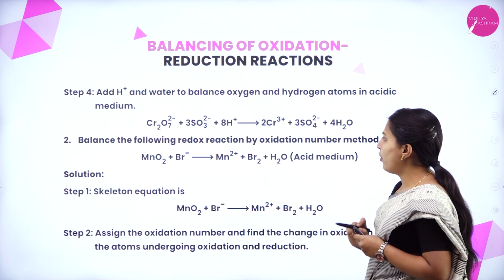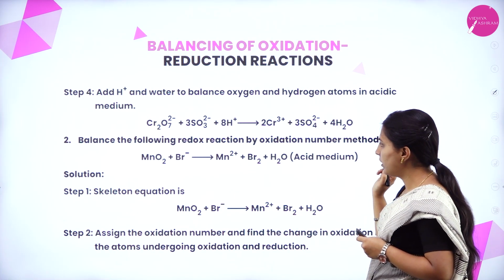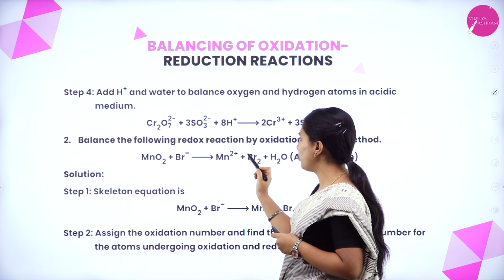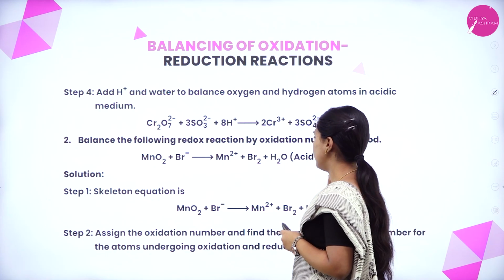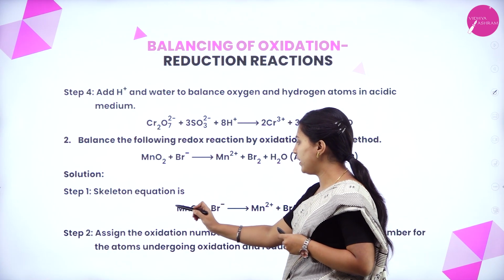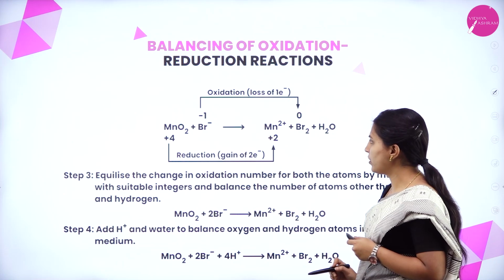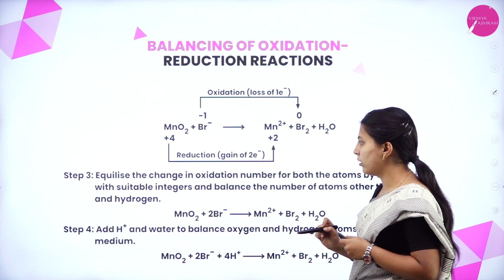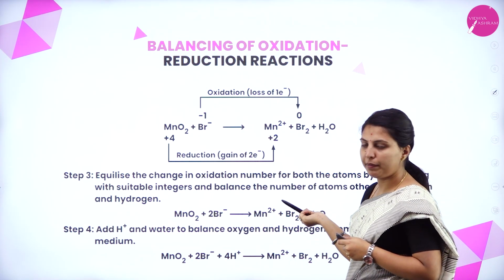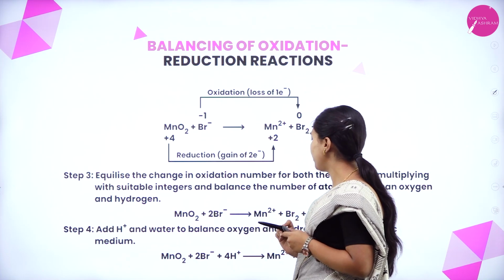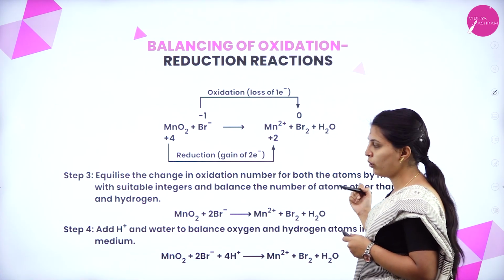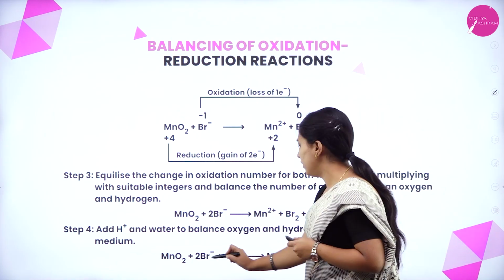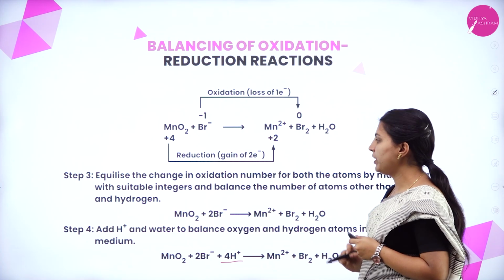Next, balance the following redox reaction by the oxidation number method. This is also in acid medium. MnO2 plus bromide gives Mn2+ plus bromine plus H2O. Usually the skeletal equation is written, and the oxidation numbers: loss of 1 electron, and this is gain of 2 electrons. Equalizing by multiplying with suitable integers, MnO2 plus 2Br-, Mn2+, Br2. Add H+ and water to balance oxygen and hydrogen atoms in acidic medium. They have added 4 H+ and it has been balanced.